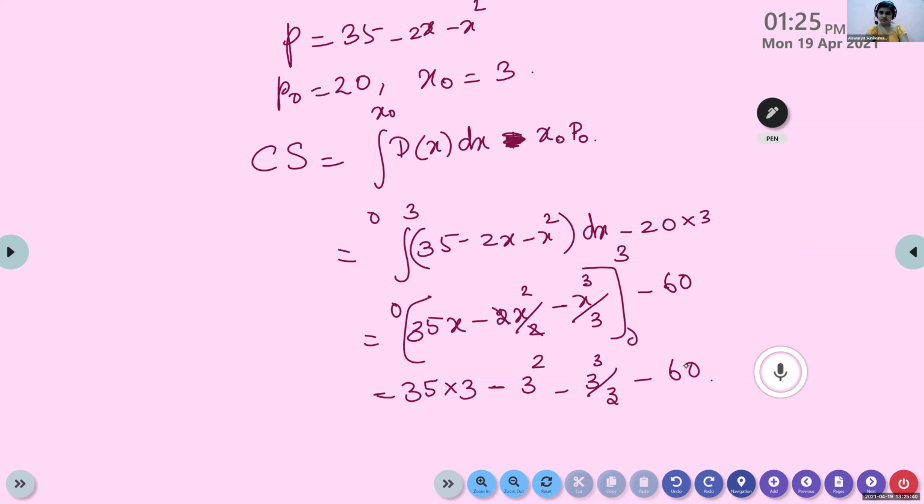63. Yes, 63. Check your answer. 35 into 3 is 105, minus 9, minus 9, minus 60. Yes, Aditya, you gave the answer 27, isn't it? 27 is the answer. Check it.